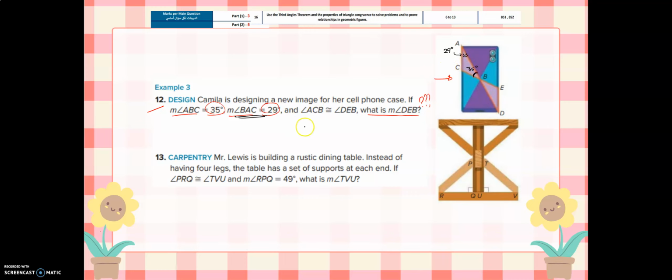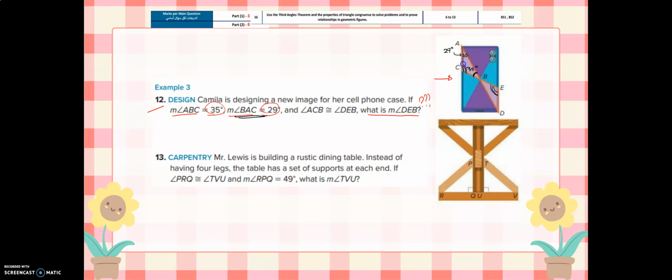And another given information is that angle ACB, this is angle ACB, so this angle, is congruent to angle DEB. So angle DEB is right here. 1, 2, and 3. So these two angles are congruent. Now, what is the measure of angle DEB? So the first thing that we have to do is to look for the measure of the third angle.